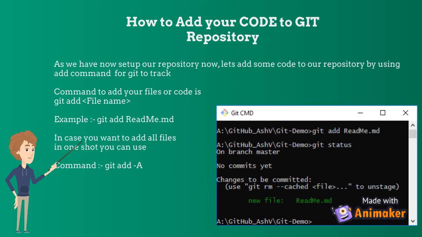Now let's add some files to our Git repository. To do this we need to learn git add command. What this command does is explained in this slide. Git add command is a straightforward command. It adds files to the staging area. We can add single or multiple files at once in the staging area. It will be run as git add file name. Example: git add readme.md as shown on screen. In case you want to add all files in one shot, you can use git add -A.